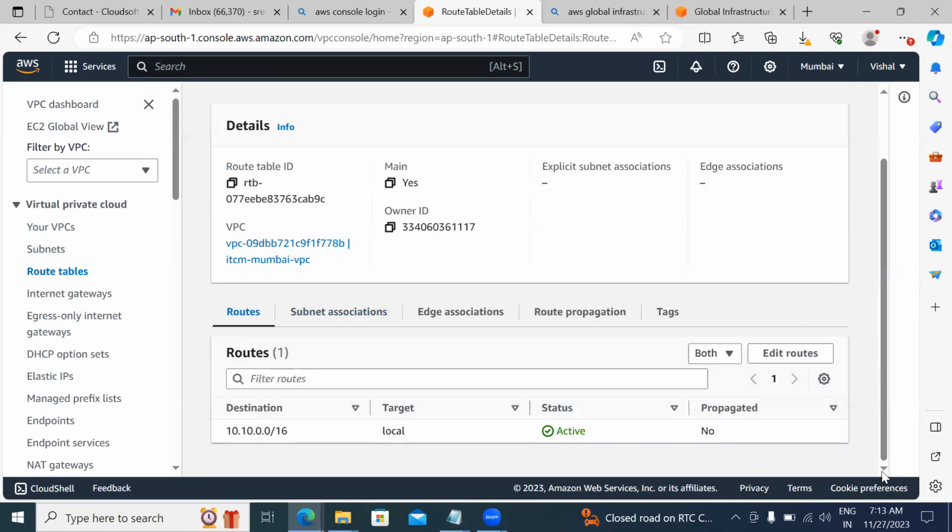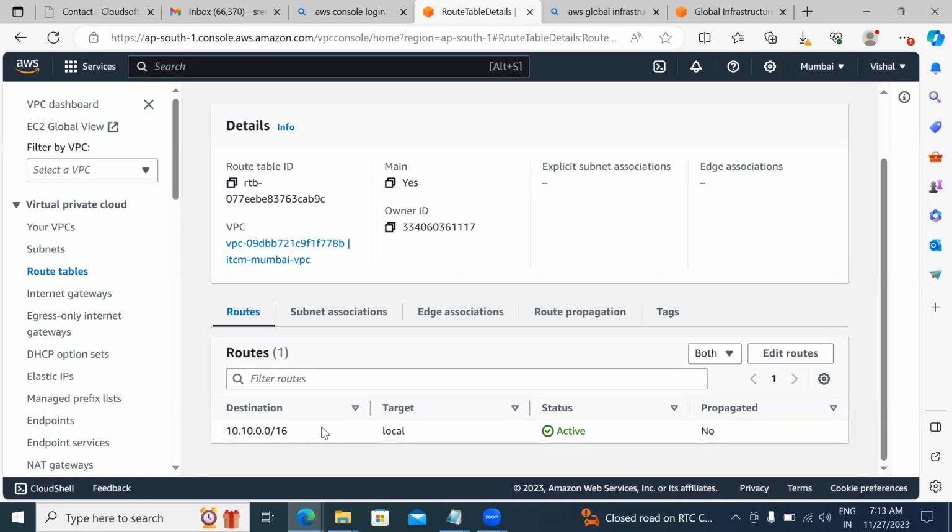What is the concept of a route? Can you tell me what routing rule we got? Local. 10.0.0.0 is our CIDR block.